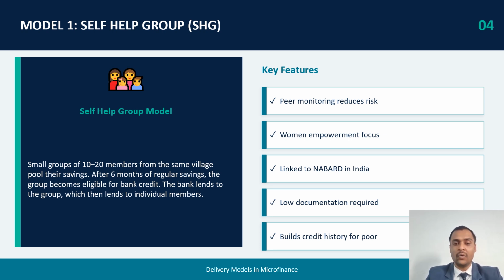It works because of peer pressure and social accountability. If one member defaults, the entire group is affected. So members monitor each other, and this is called peer monitoring, which drastically reduces the risk of non-payment. In India, the model is strongly promoted by NABARD, the National Bank for Agriculture and Rural Development, through the famous SHG bank linkage program. The SHG model is especially powerful for women's empowerment, building savings habits and providing a credit history to those who never had a loan.